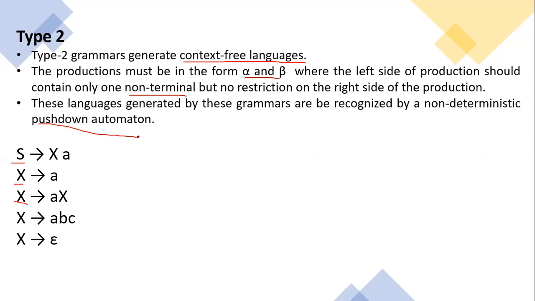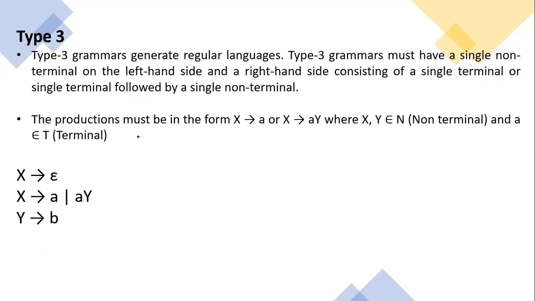Is it clear? The type 2 grammar is in the form of alpha tends to beta. We can say it is a context-free language. It can be recognized by the non-deterministic push-down automata. On the left side we should have only a non-terminal, and only one. And on the right side, there is no restriction. This is the type 2 grammar.